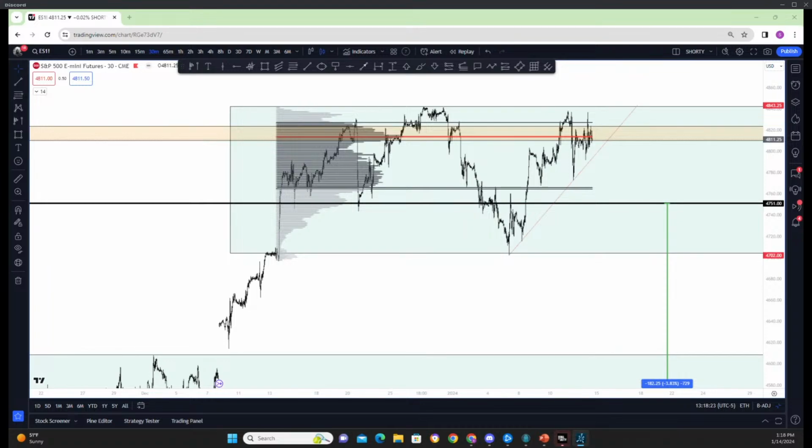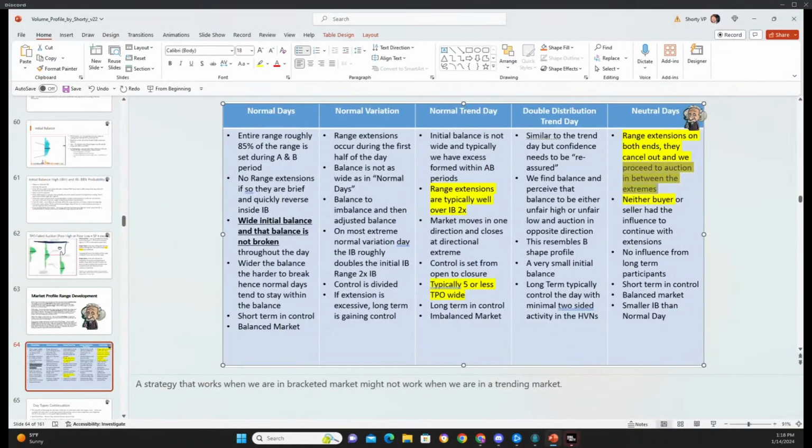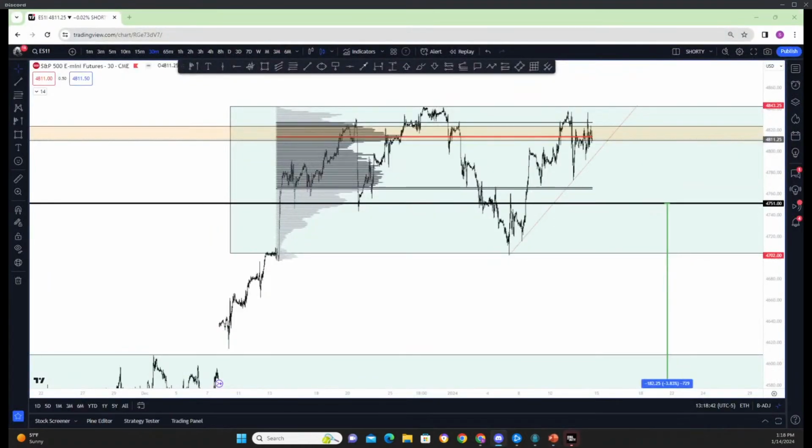Before you go, Shorty, the PowerPoint for this one, is it shared anywhere? Yeah, it's called Shorty Trading PowerPoint. So it's the same, version 23? Yeah, I have another version that I'm working on for market profile, but it's a totally separate PowerPoint. I'm about 70% done on that.